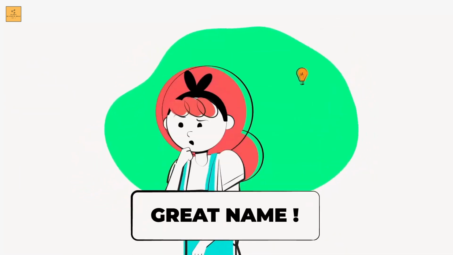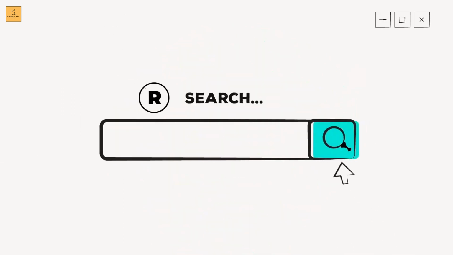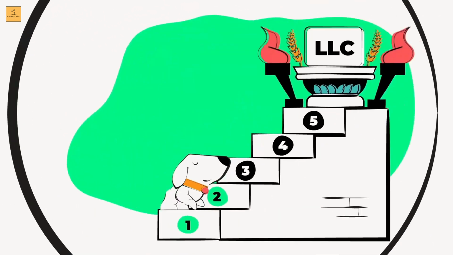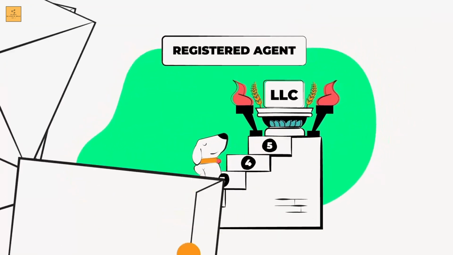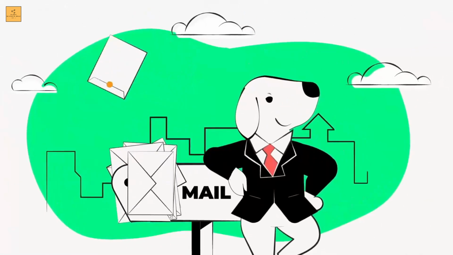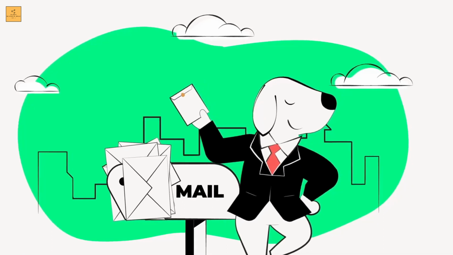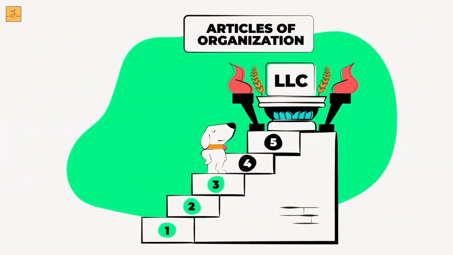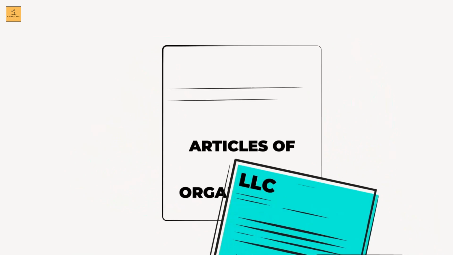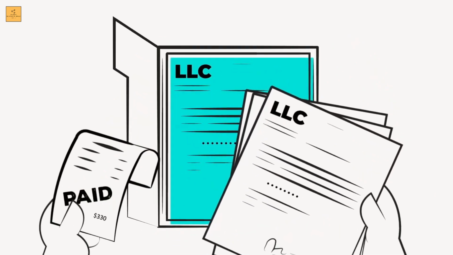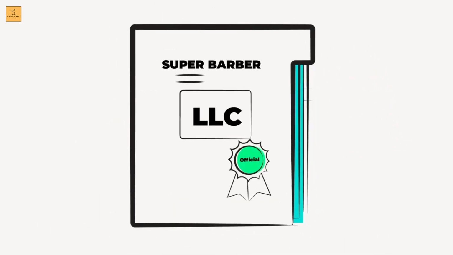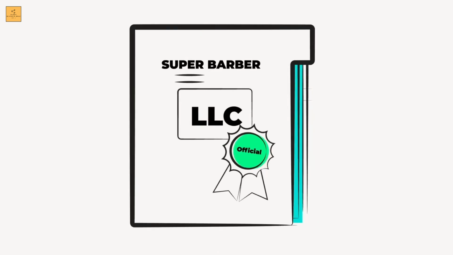Step 1. Select a great name for your LLC, one that no other business uses. Step 2. You must choose a registered agent to receive state correspondence and legal notices for you in person. Step 3. File your articles of organization. Once paperwork is approved and fees are collected, your LLC is official.